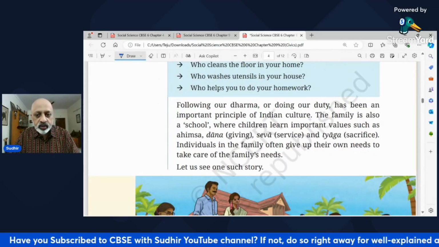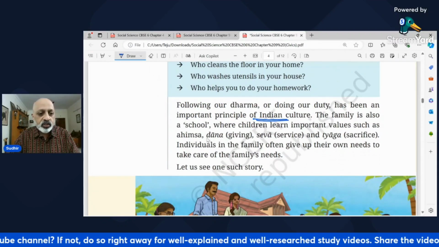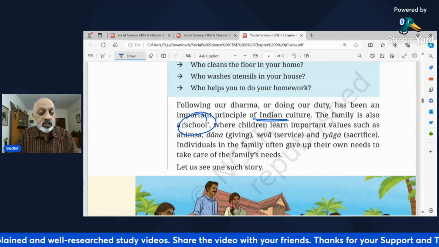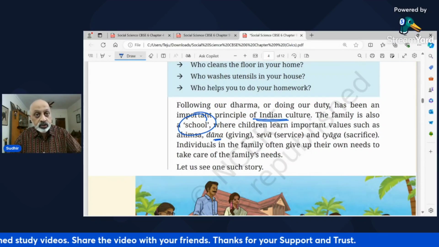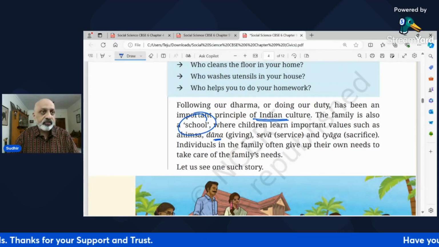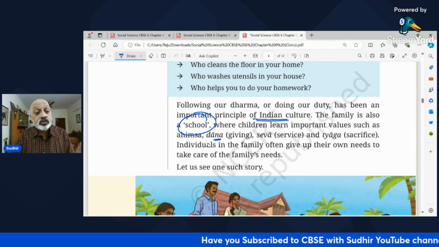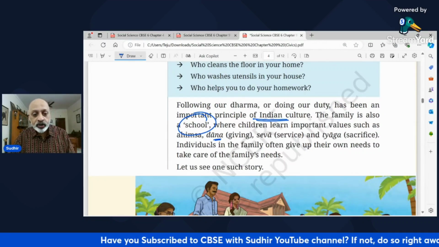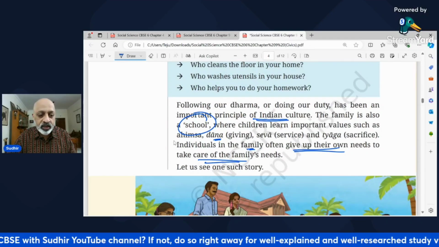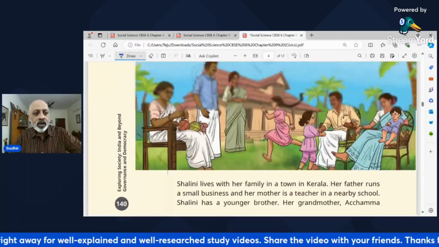Now, following our dharma or doing our duty has been an important principle of Indian culture. The family is also a school, because you learn a lot of things, where children learn important values such as ahimsa, dana, that is giving, seva, that is service, and tyaga, sacrifice, that is, you are able to sacrifice your own self-interest for the sake of the interest of another member of your joint family. So individuals in the family often give up their own needs to take care of the family's needs. This is an important point. Let's look at one such story, because that will help you understand it better.